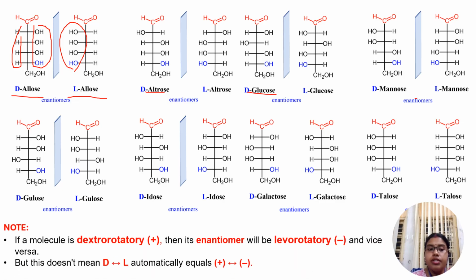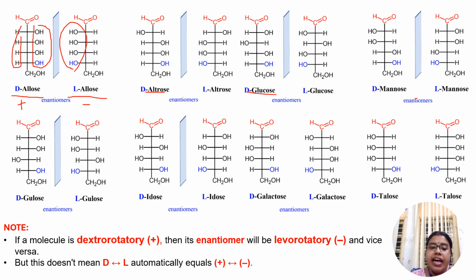But we should remember one important thing: if a molecule is dextrorotatory, that means plus, then its enantiomer will be levorotatory. Or if the molecule is levorotatory, the enantiomer will be dextrorotatory. But it does not mean that D isomer means plus or dextrorotatory, or L isomer means minus or levorotatory. D-allose is actually plus, dextrorotatory in nature. So its enantiomer L-allose must be minus, that means levorotatory in nature.